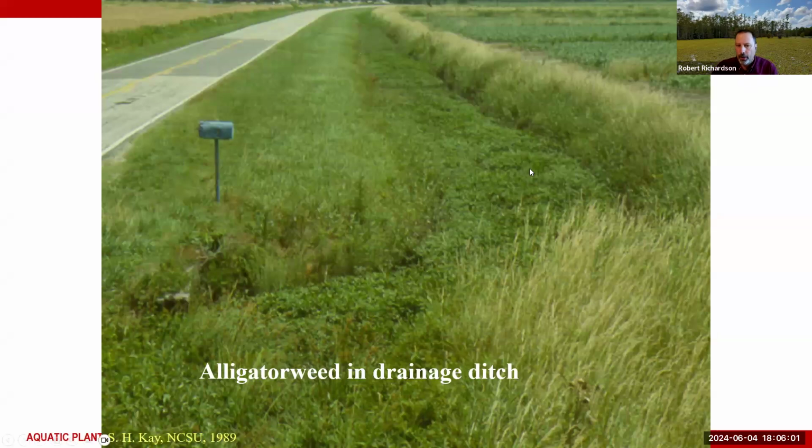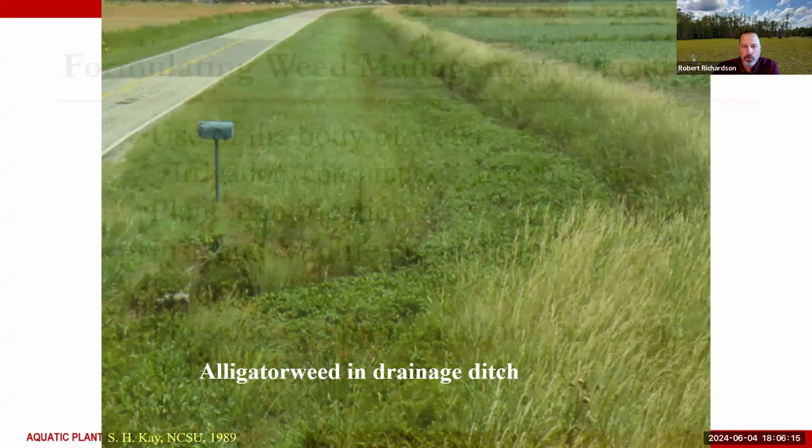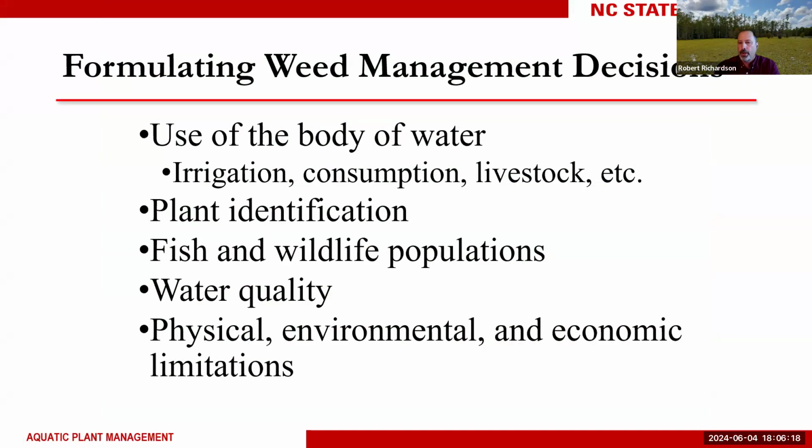Alligator weed is very common in the coastal plain. This is alligator weed clogging up a drainage ditch. So they probably want to consider management there. Obviously, if you have a tropical storm, that ditch is not going to move as much water as it was designed to move with all that plant biomass out there. So there are various reasons why you might want to manage aquatic weeds.